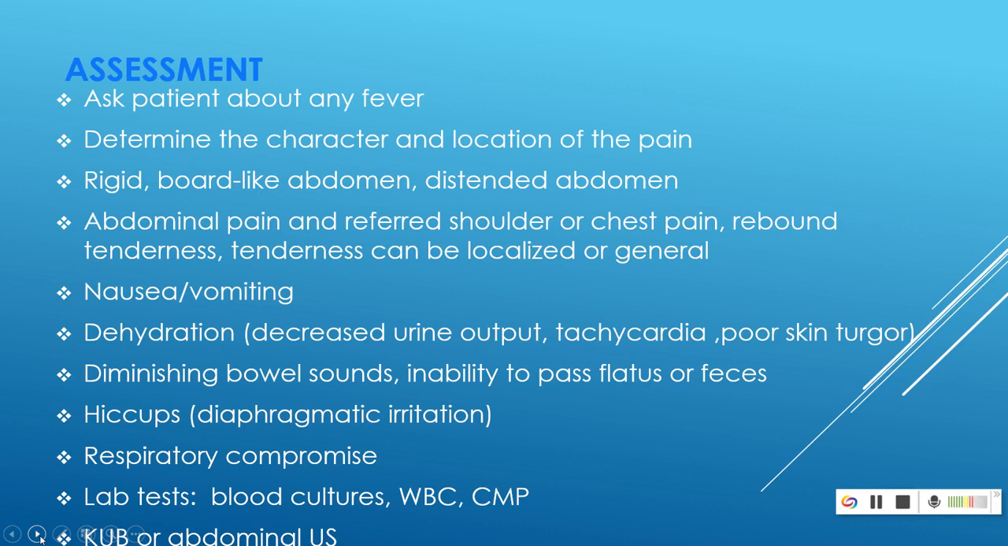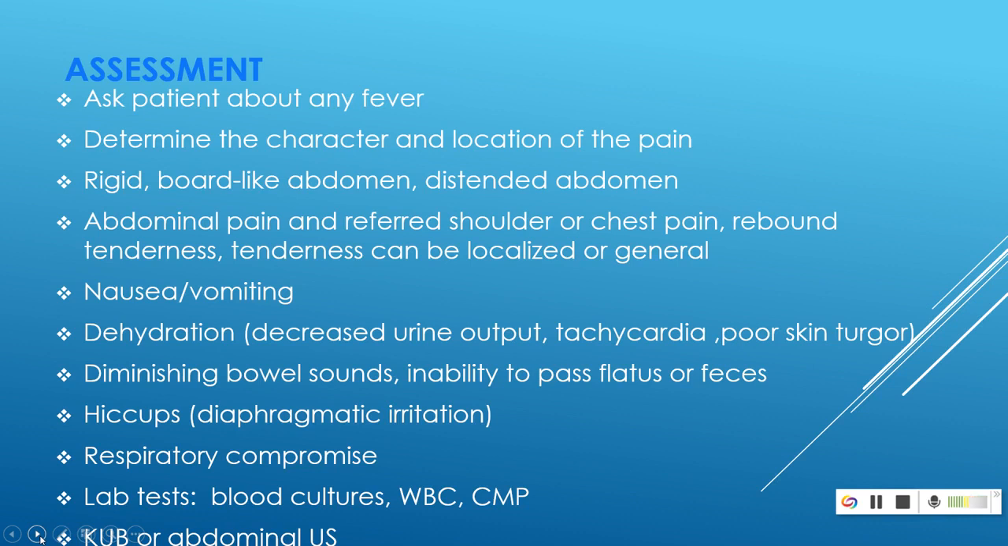When you assess their abdomen, it's going to be rigid, board-like. I mean hard. Not just distended and tight, it's going to be hard. If you're sitting at a desk, knock your hand on the desk, and that is how hard it's going to be. Abdominal pain and referred shoulder or chest pain. You have the rebound tenderness. The tenderness can be localized or general.